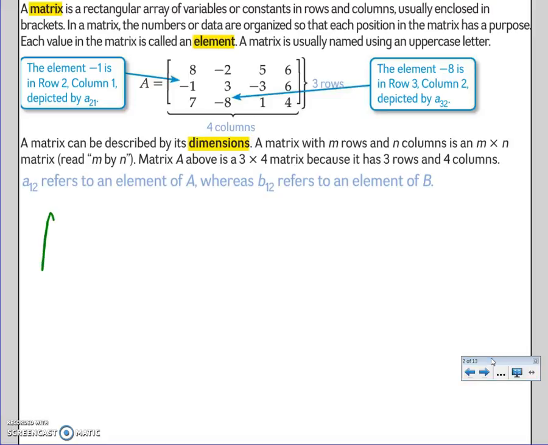And every matrix has a size, dimensions. It will be the rows by columns. So A has 3 rows and 4 columns. So A is a 3 by 4 matrix.